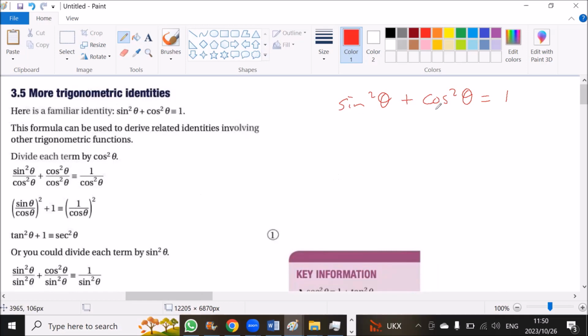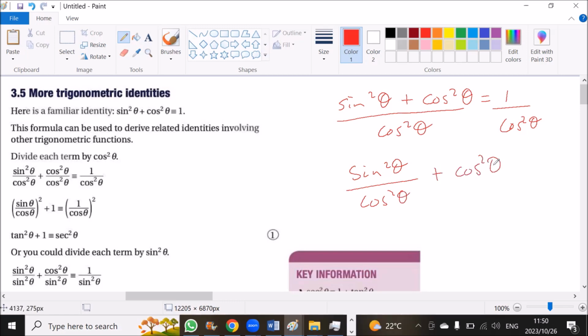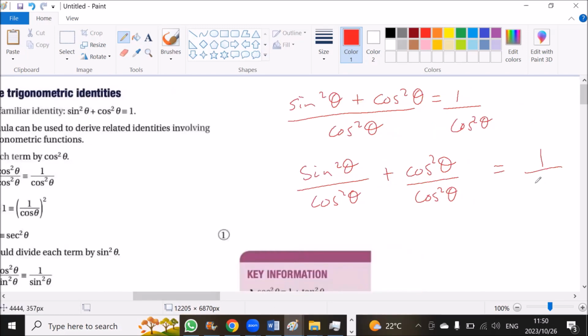If we divide both sides by cos squared theta, this will come up to sine squared theta over cos squared theta plus cos squared theta over cos squared theta is equal to 1 over cos squared theta. Now this is the same as saying (sine theta over cos theta) squared. These two will cancel out, plus 1 is equal to 1 over cos theta squared.